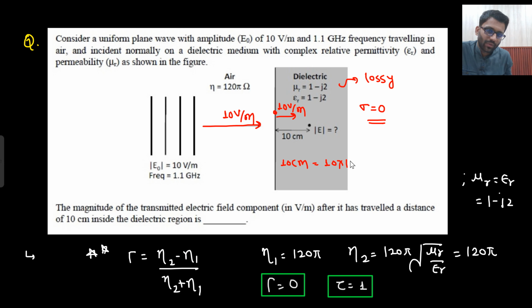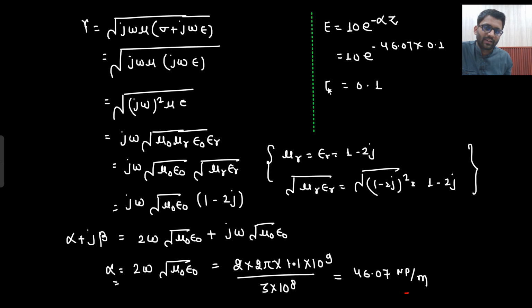So 10 into e to the power minus 46.07 into 0.1. We are getting 0.1. So my electric field is 0.1 volt per meter. So this is the answer.